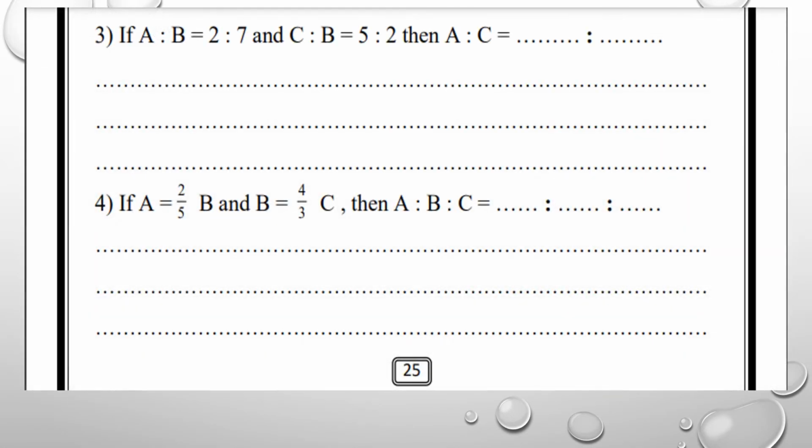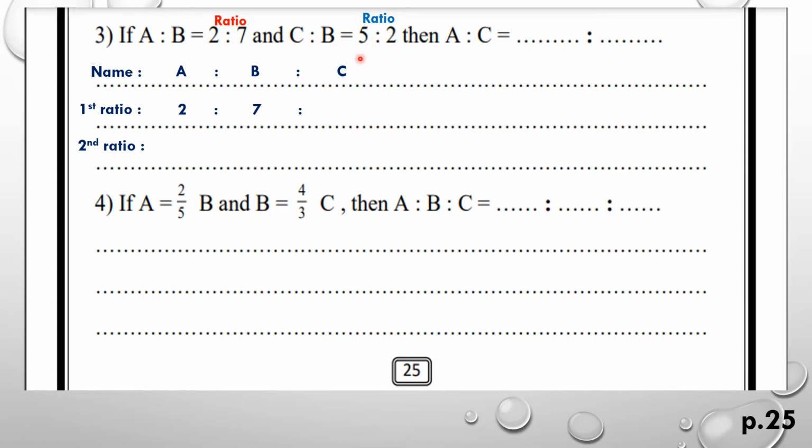We still in page 25. Number 3. If A to B equals 2 to 7 and C to B equals 5 to 2, then A to C equal. Here we have ratio and another ratio. So my form will be name, first ratio, second ratio. The names here are A to B to C. First ratio, what do we have in the first ratio? 2 to 7. 2 under A, 7 under B. What about the second ratio? C to B equal 5 to 2.